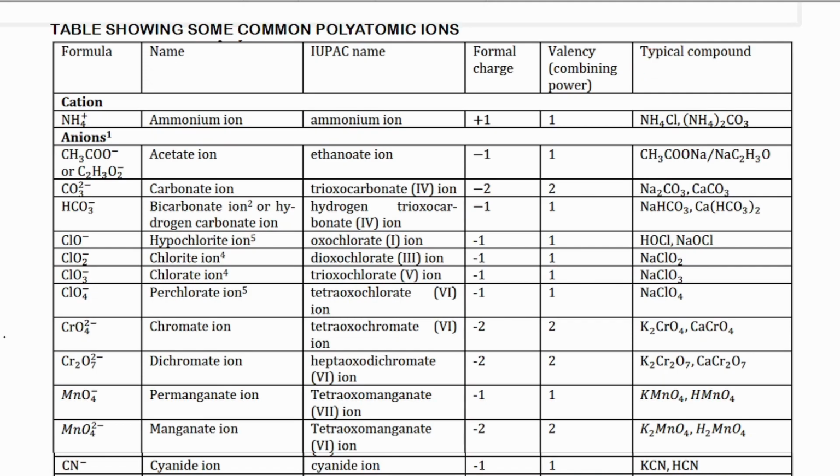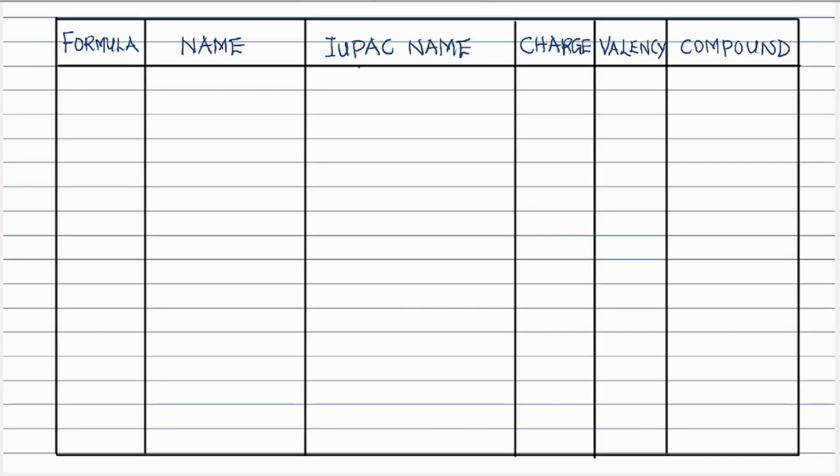You are strongly advised to be conversant with the formula and names of the ions in this table, as fingertip knowledge of these is crucial to not just writing the formula of inorganic compounds, but also mastering the basics of chemistry. Now let's practice some of the ions we saw in the table.